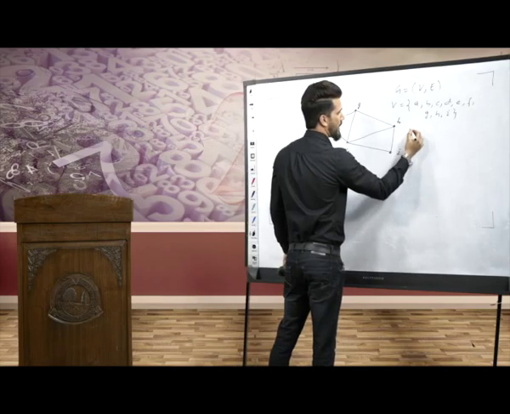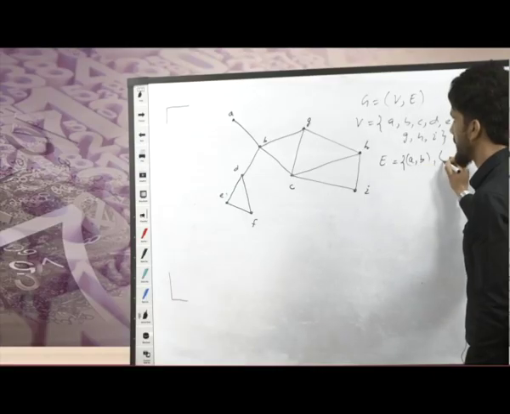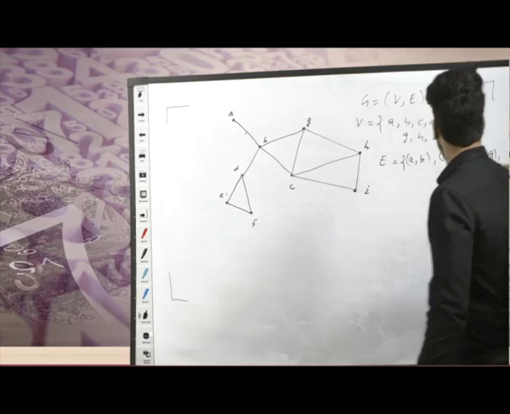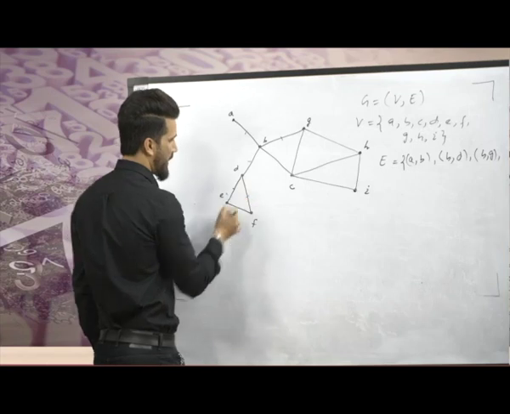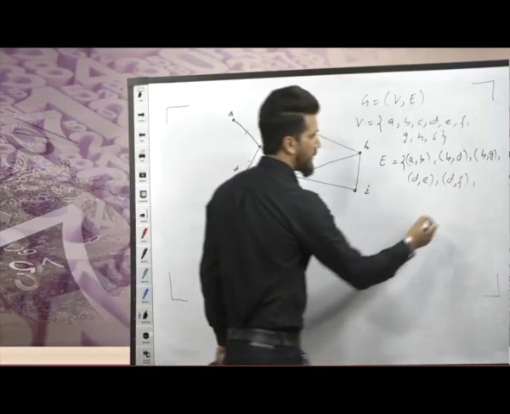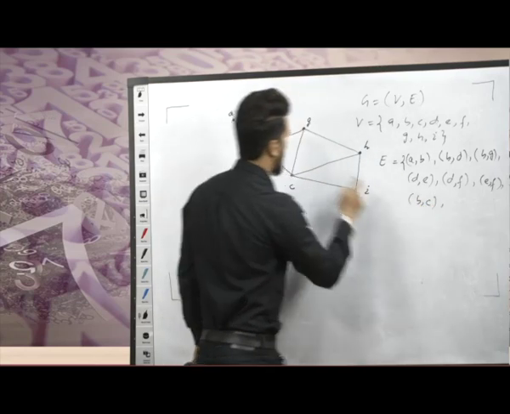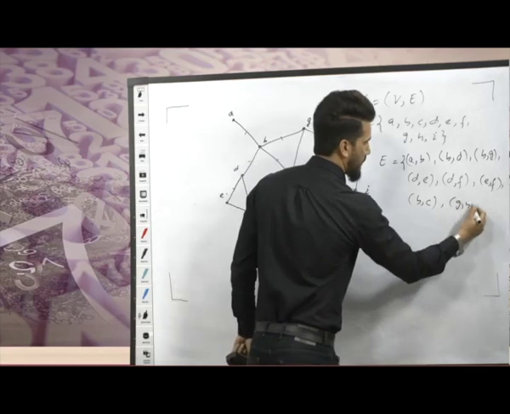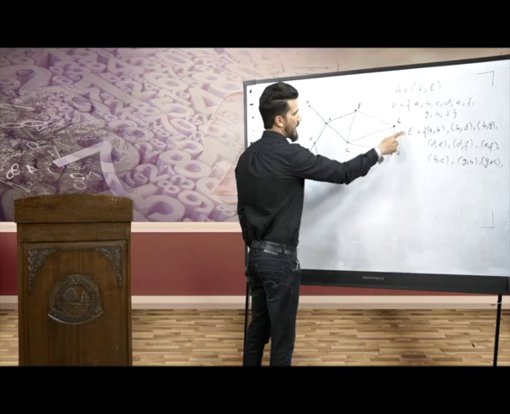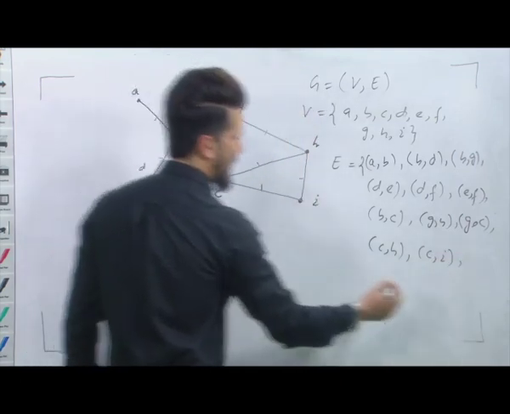And my edge set is given as, what's my edge set? My edge set here is AB, BD, BG, DE and DF, and EF, BC, GH and GC, CH and CI, and lastly HI.